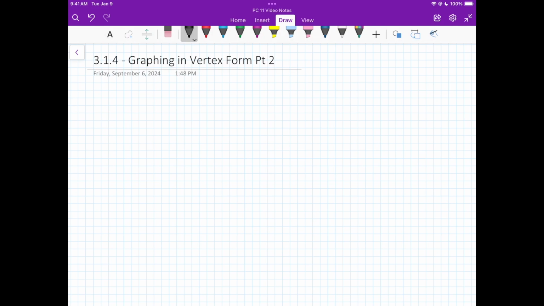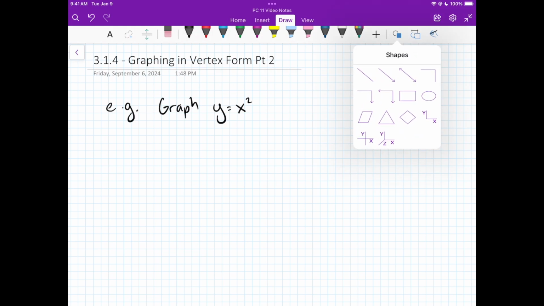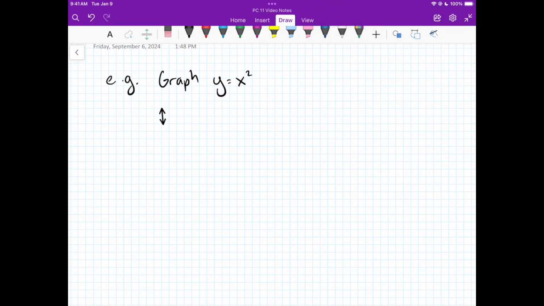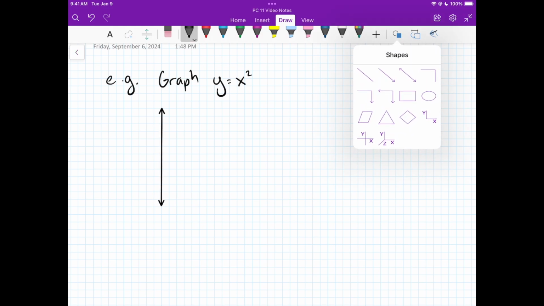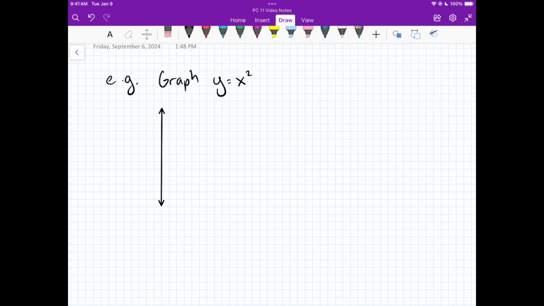So to start, just to set up a baseline, we're going to graph our really basic quadratic, y equals x squared. This is just going to give us an example to work with. So we're going to do so on a grid. For me, I'm going to go up to 10, down to 2, and then left and right to 5. Specific size isn't super important. We're just using this as a guideline to work with.